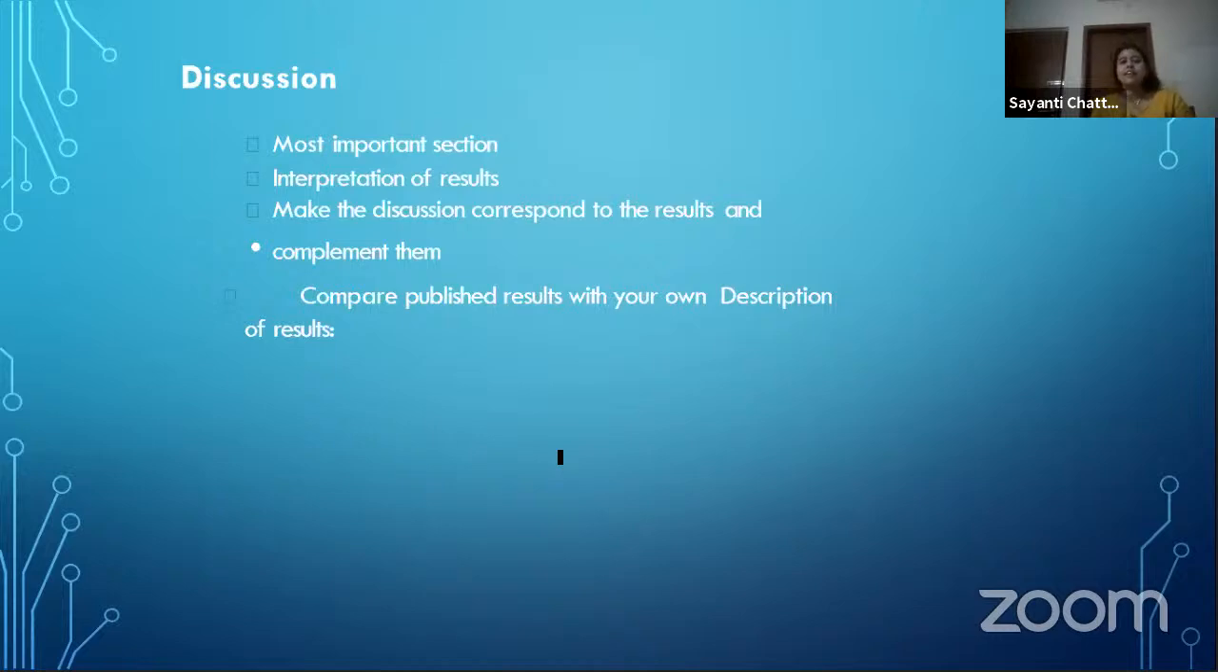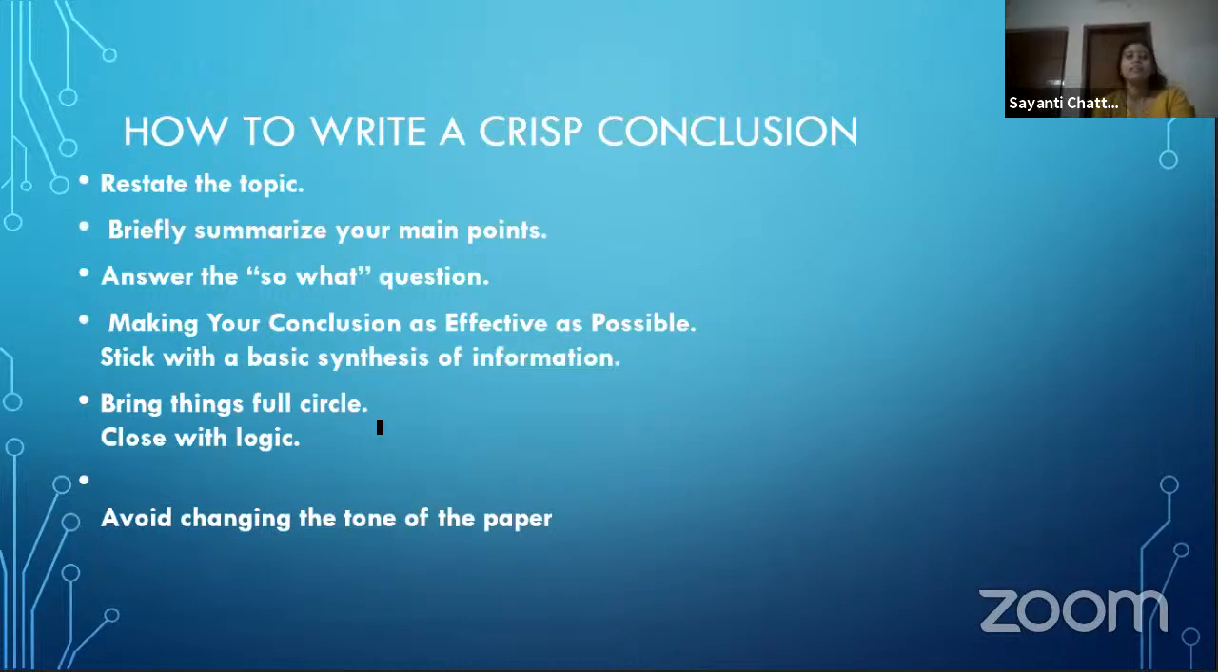And the discussion. This is the most important section. It will interpret the result. Whatever result you got, what is the meaning of the result? You got some graphs, you got some tables. What is the interpretation? And compare the published results with your own results. When you discuss, compare with the existing methods and explain why we are using this. And what is next? Next is how to write a crisp conclusion.